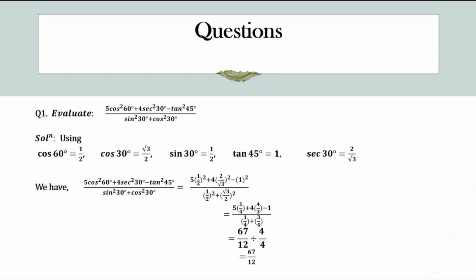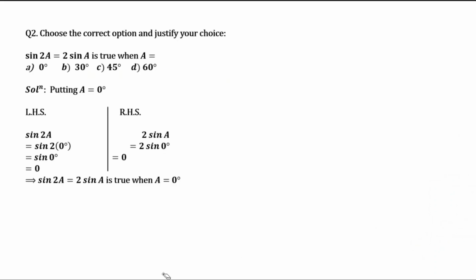Fine, then let's move to the next question, question number 2. So question number 2 says, choose the correct option and justify your choice. So you have been provided with 4 options and you have to see which one is the correct and justify your answer. So it says sine 2a equals 2 sine a is true when a would be what?